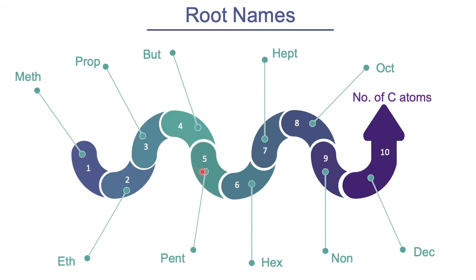And from here on, it will be easy for us because we have studied the same in polygons. So for 6 carbon atoms, we have hex. 7 is hept. 8 is oct. 9 is non. And 10 carbon atoms is dec. Now these root names will form the basis of writing the name for any of the carbon compounds that we are going to talk about.